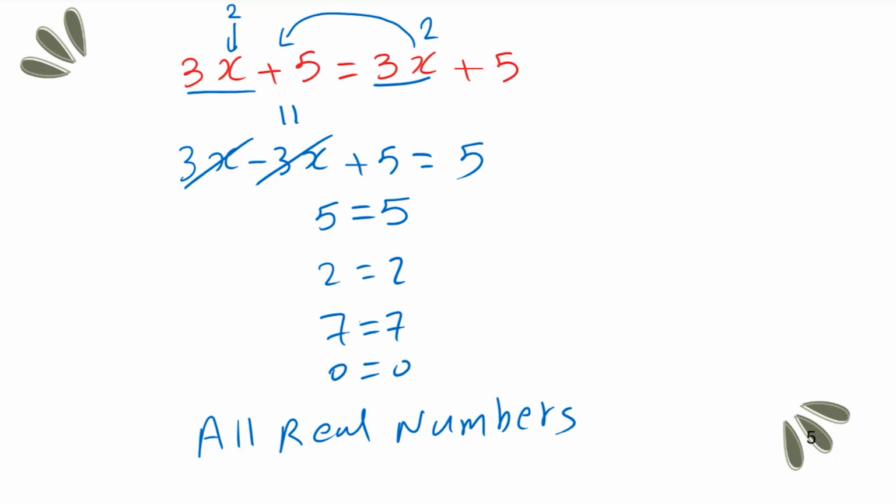If you try another side, 3 times 2 is 6, 6 plus 5 is 11. It satisfies the equation. In this case, we say all numbers are correct.